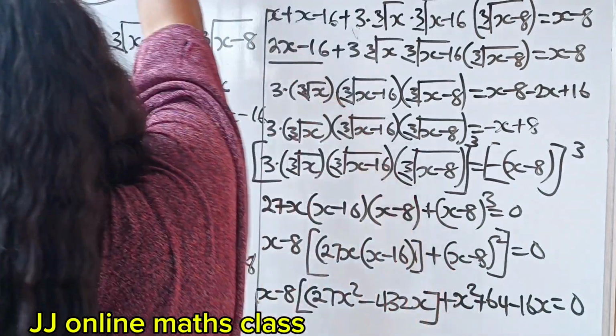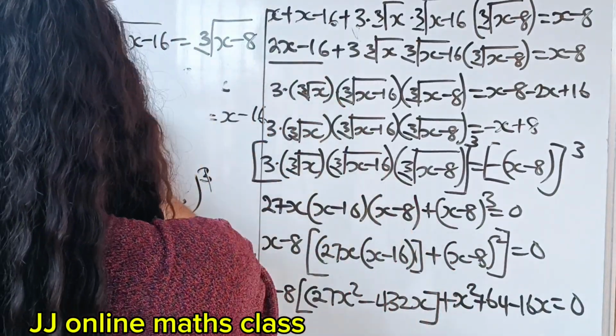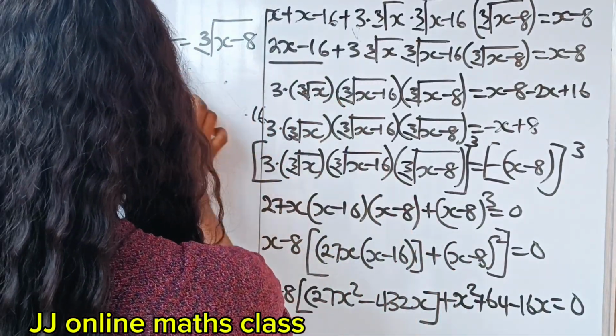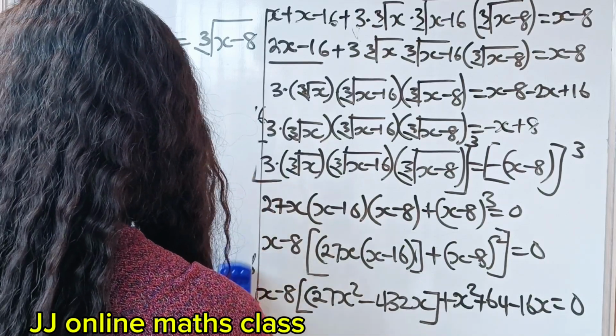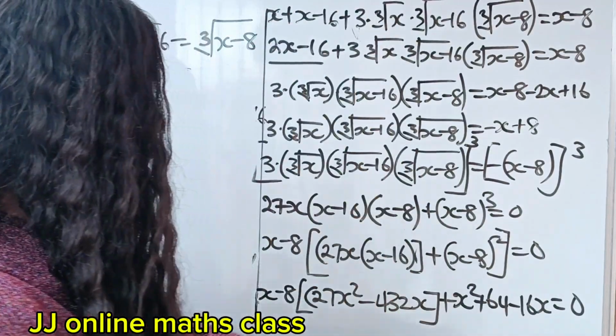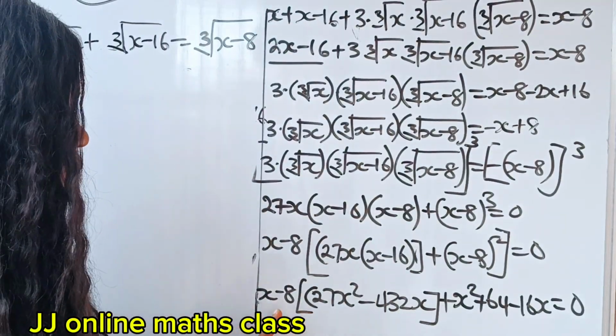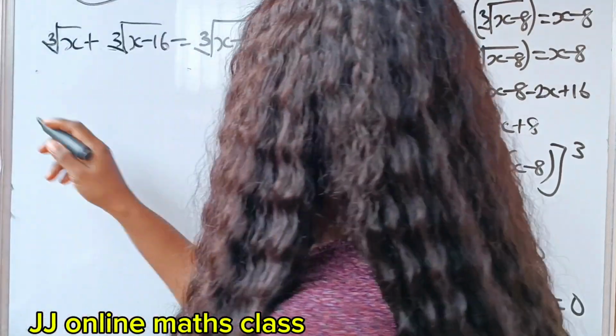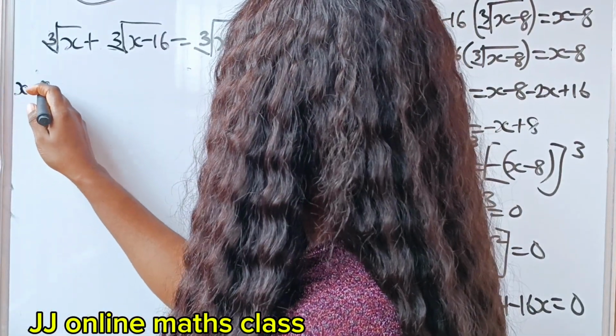So let's clean this side of the board, please. Okay. All right, now let's bring everything together. So what do we have? x minus 8, right? So we have x minus 8.